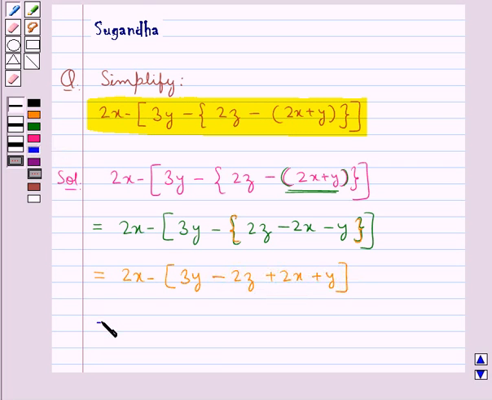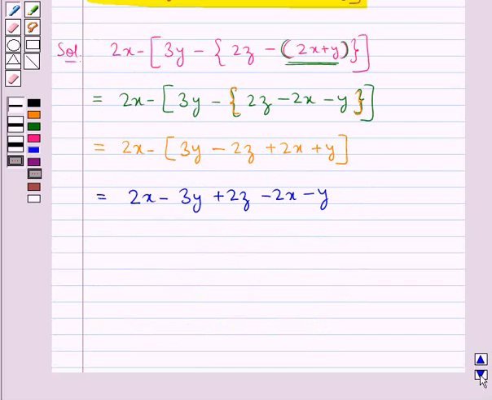Now lastly, we will remove this bracket and as there is a minus sign preceding this bracket, so the signs of all the terms inside this bracket would be changed. So it would be equal to 2x minus 3y plus 2z minus 2x minus y.